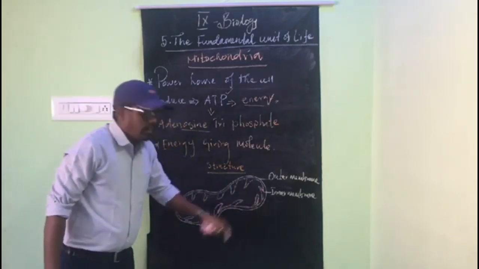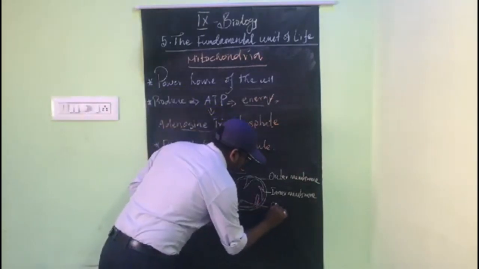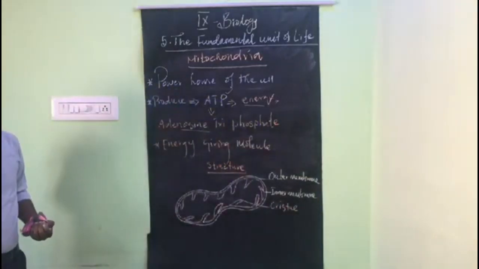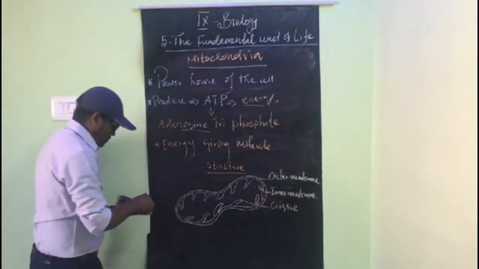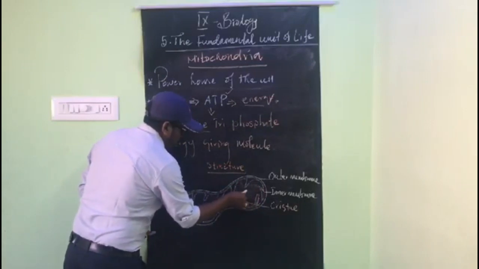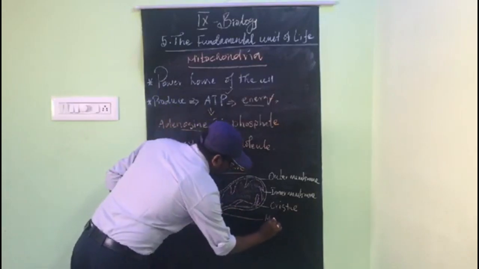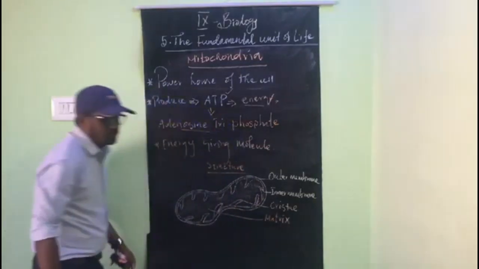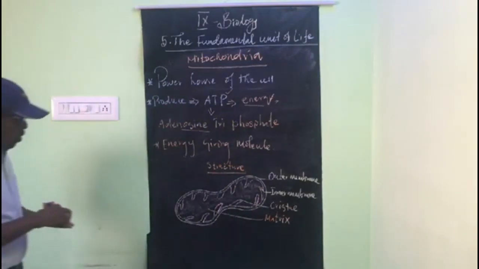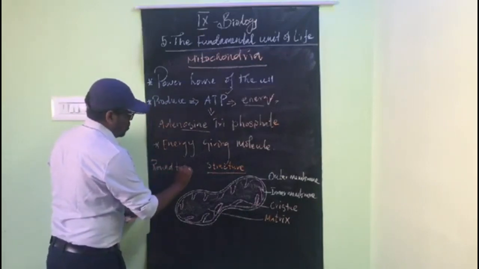Okay, the inner membrane has finger-like projections. The finger-like projection is called a cristae or crista. Inside the inner membrane, there is a fluid substance called the matrix. So what is the structure? It is a round to oval shape.